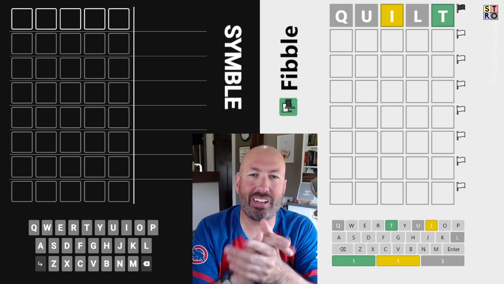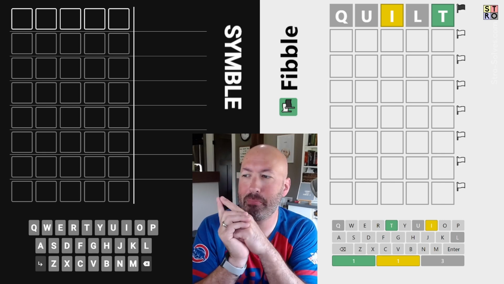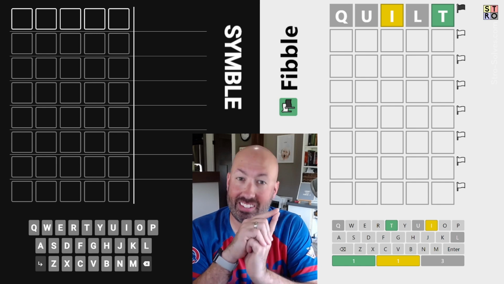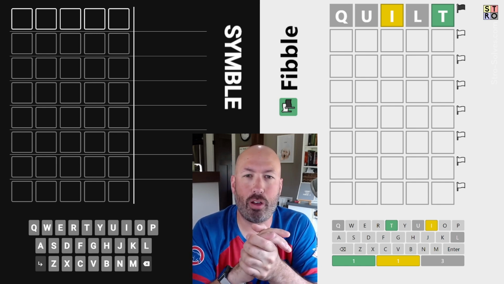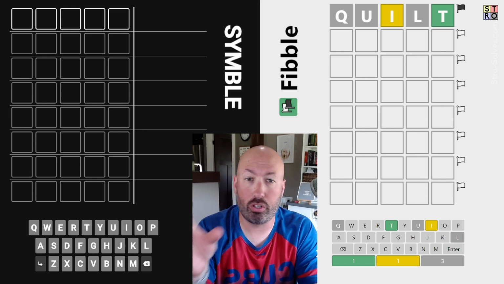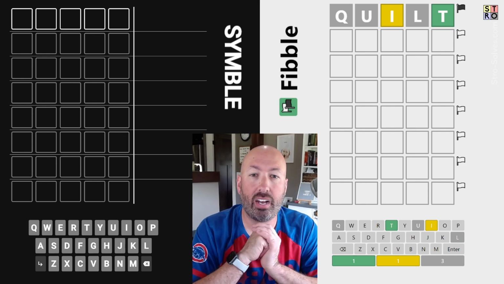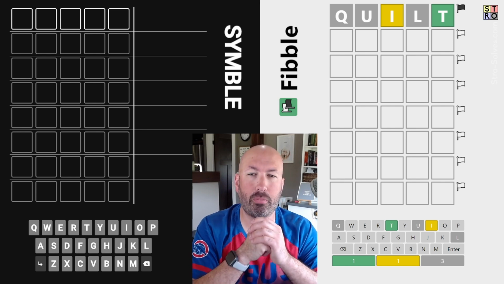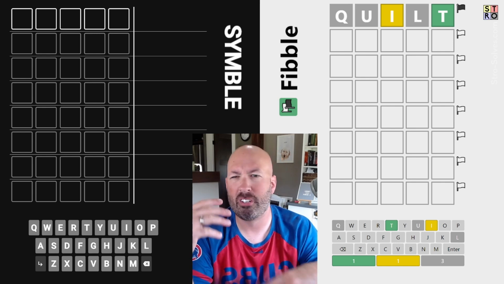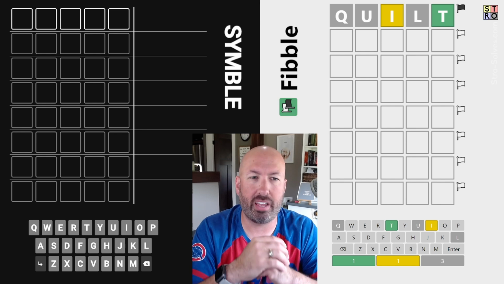All right, well, I'm trying something crazy today. I'm going to do a Symbol and a Fibble at the same time. I've done some of these solves before where I did two different puzzles at the same time. Sometimes it's the same type of puzzle. I've done Zordle and Fibble before. I've never tried a Symbol and a Fibble, so I think this will be interesting because they are both sort of deceptive type puzzles, right?